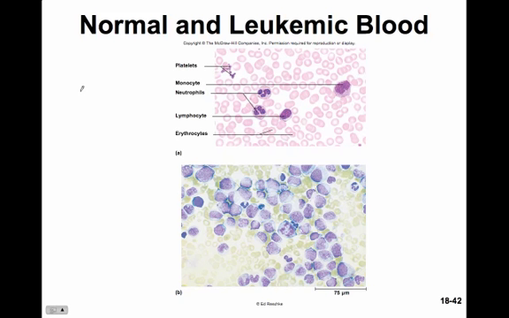These are slides of normal and leukemic blood. The top one is a normal blood smear, and the bottom one is blood from a patient with acute monocytic leukemia. Note the abnormally high number of white blood cells, and especially the monocytes in this figure.